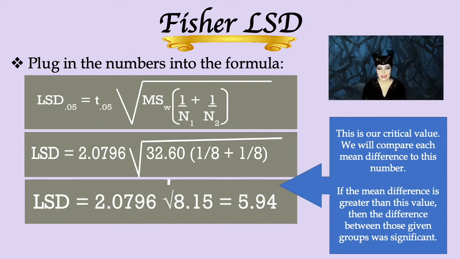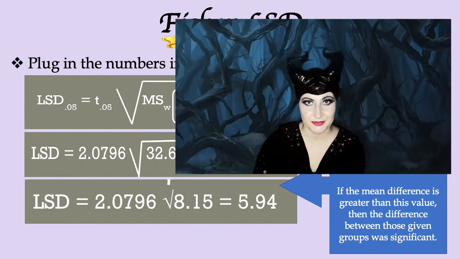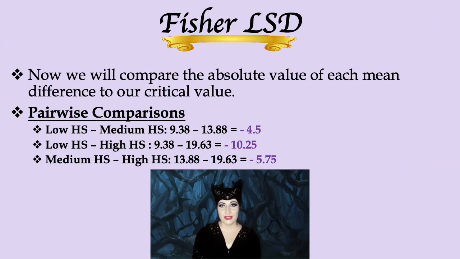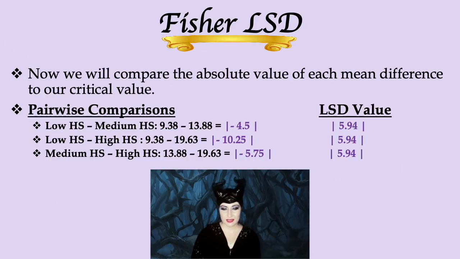We're going to compare each mean difference to this number. If the mean differences that we've calculated are greater than this value, then we can conclude that there are significant differences between those groups. If the mean difference is smaller than this, then that particular comparison does not have any significant differences between the groups. All right, here comes the fun part, the comparison. So on the left-hand side, we see the pairwise comparisons, and on the right-hand side, we see the LSD value, which we've just calculated.